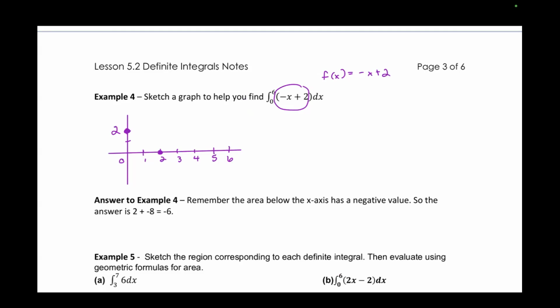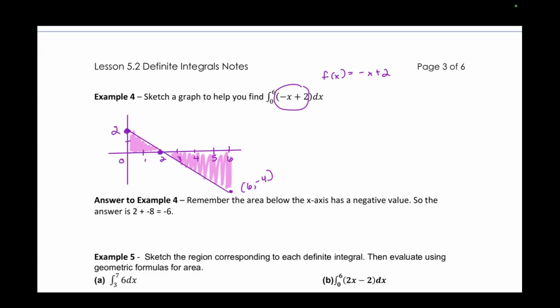If I plug 6 into that, I have -6 plus 2 is -4. Down here, this is the point 6, -4. So that's the function between 0 and 6. I am interested in the area between the function and the x-axis. And since it crosses at 2, I will find the area of these two distinct shapes and then add them together.